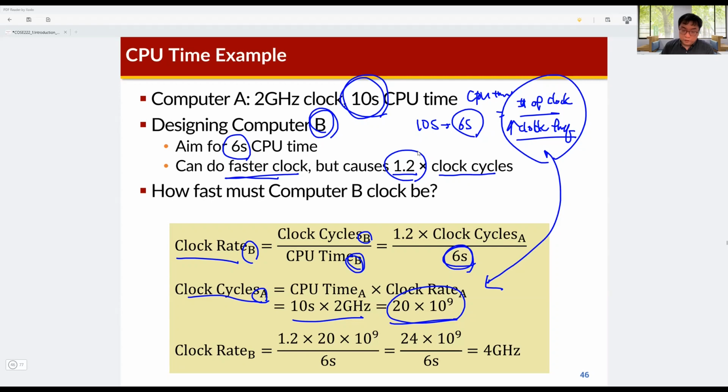And then we can easily calculate this number: 1.2 multiplied by the clock cycles of A, divided by 6 seconds. Then the clock rate of this new computer B should be 4 gigahertz. So compared to the 2 gigahertz, the clock signal is 2 times faster than computer A. Okay, that is an example problem of the CPU time.